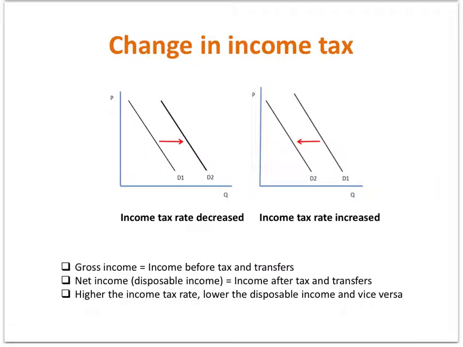A change in income tax will affect consumers' disposable income. When income tax rate increases, consumers' disposable income will decrease and they will be willing to buy less at each price, so the demand curve will shift to the left. When income tax rate decreases, consumers' disposable income is increasing and they will be willing to buy more at each price, so the demand curve will shift to the right.